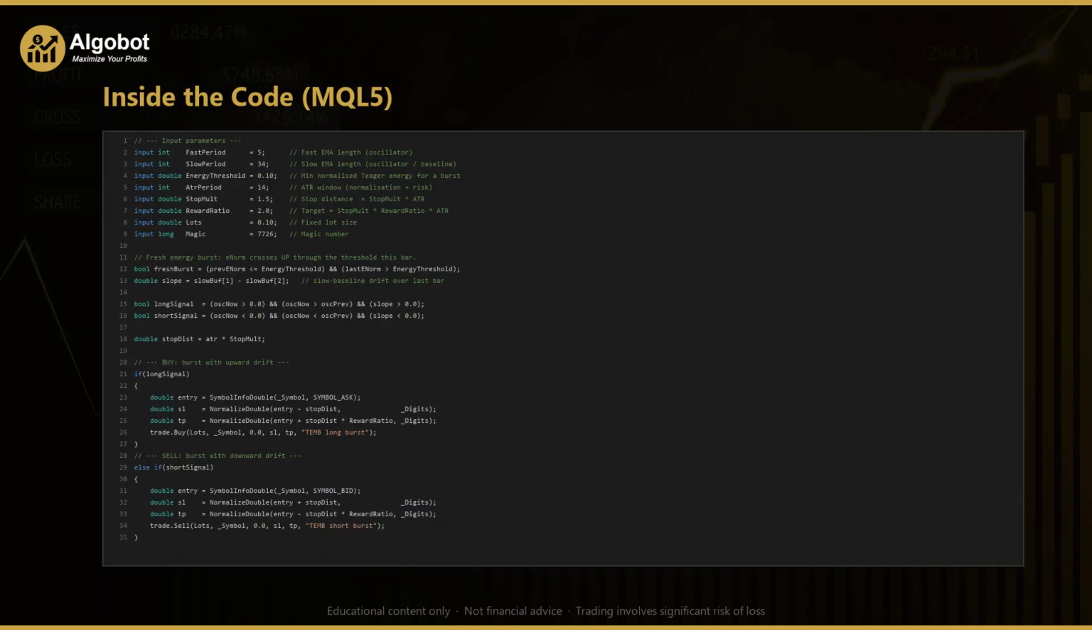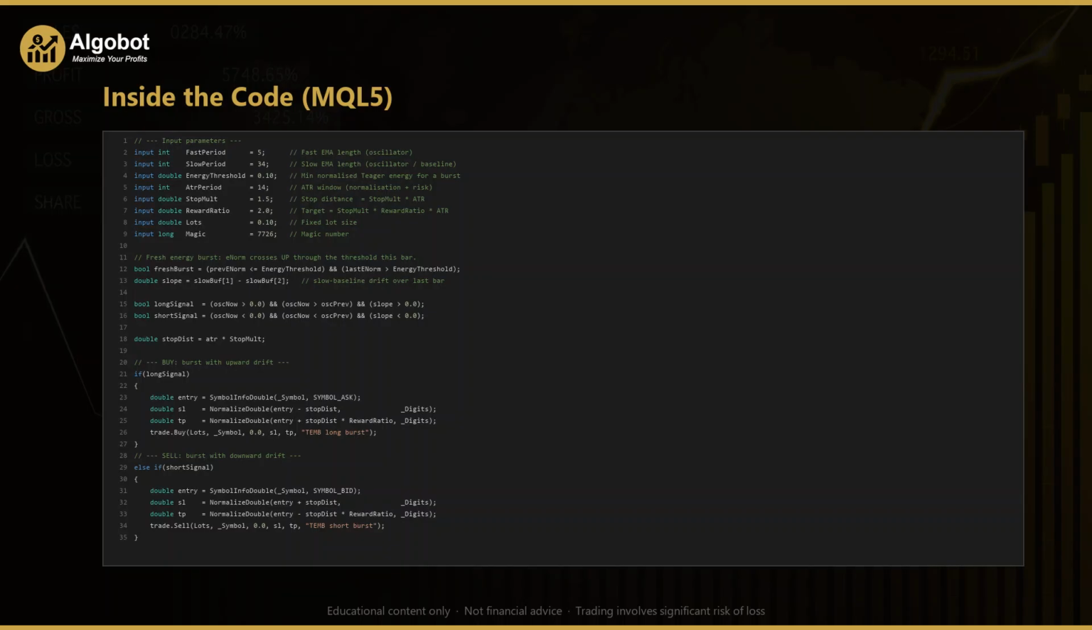The variable slope measures the slow baseline's drift over the last bar. The long signal is true when the oscillator is above 0, rising, and the slope is positive. The short signal is the mirror image, with the oscillator below 0, falling, and the slope negative. When the long signal is true, the code reads the ask price, sets the stop 1 ATR distance below entry, sets the take profit at that distance times the reward ratio above entry, and calls trade.buy.